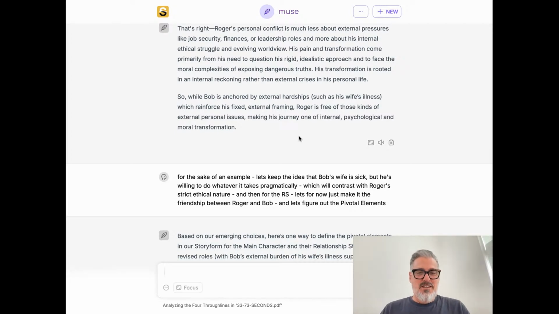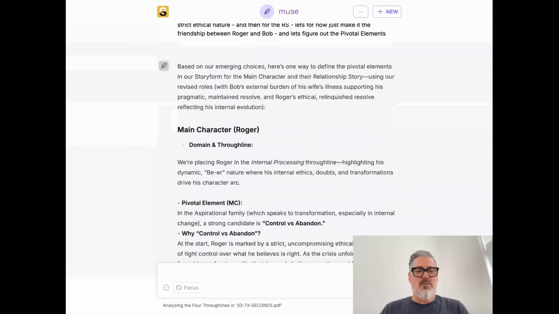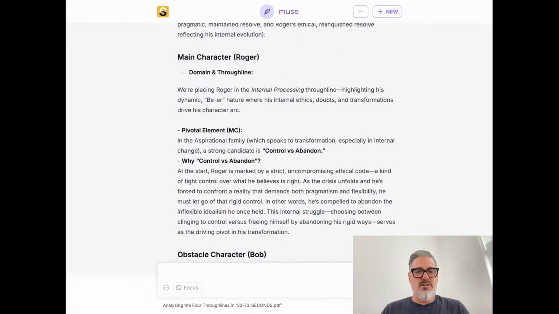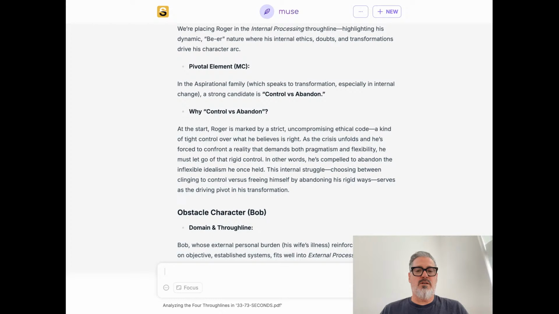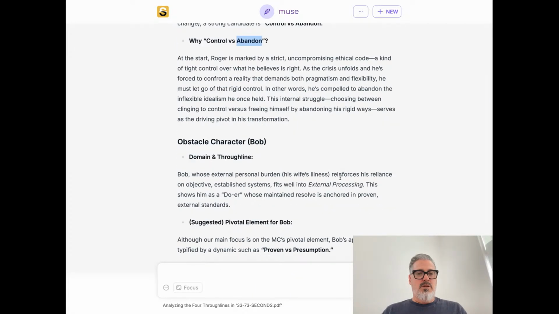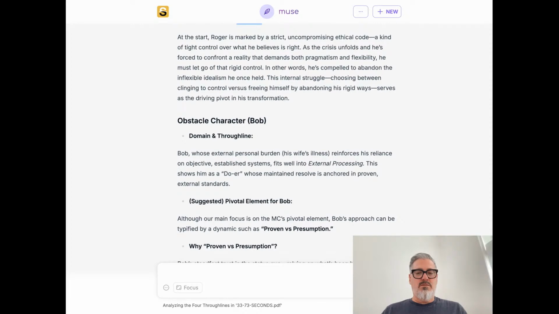Oh good, here's one way to define. Okay, replacing Roger in the internal processing, right? A strong candidate is control versus abandon. At the start, Roger is marked by a strict, uncompromising ethical code. As the crisis unfolds and he's forced to confront a reality, he's compelled to abandon control. I mean, that's hard. Maybe it should be free. This was originally free. All right, obstacle character: Bob, whose external personal burden reinforces the reliance on objective, fits well into the external processing.